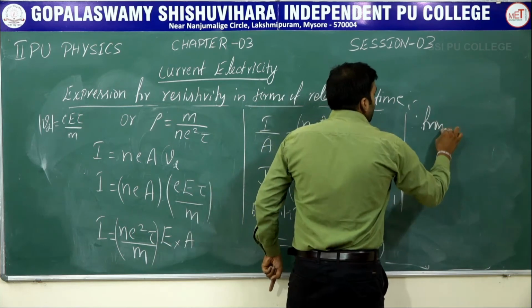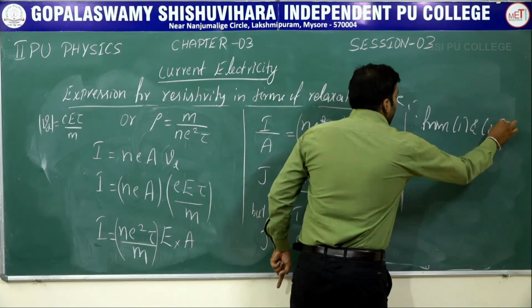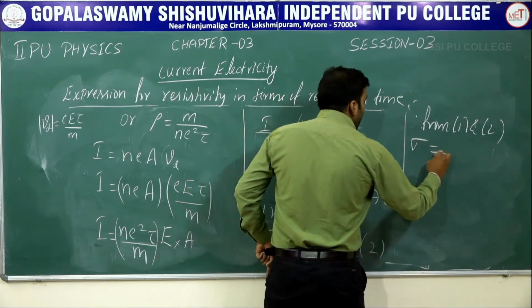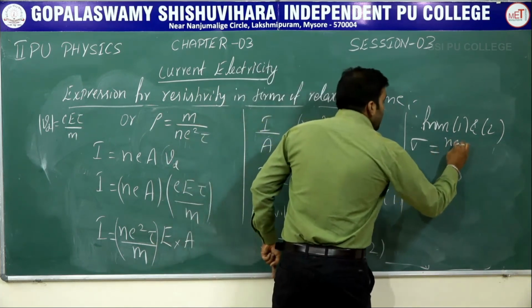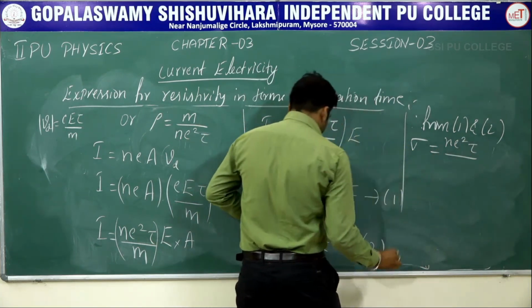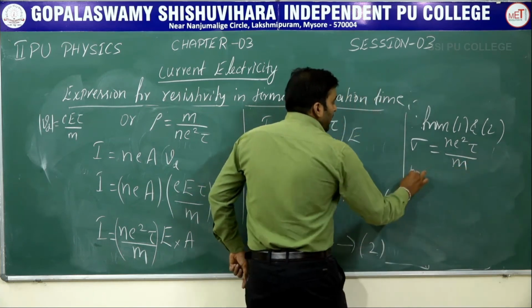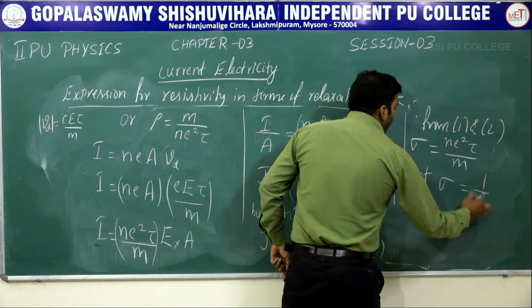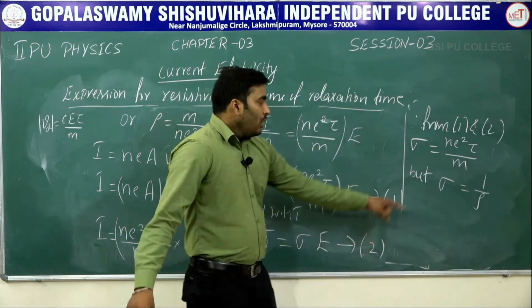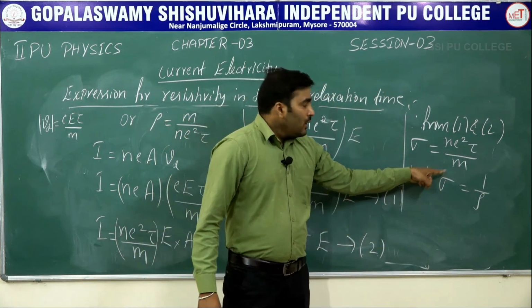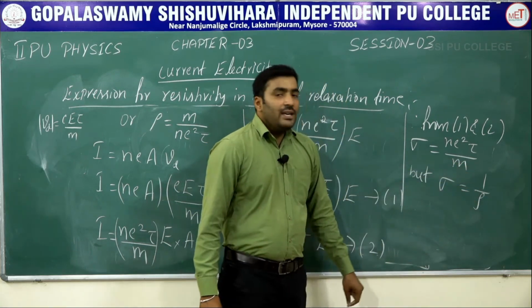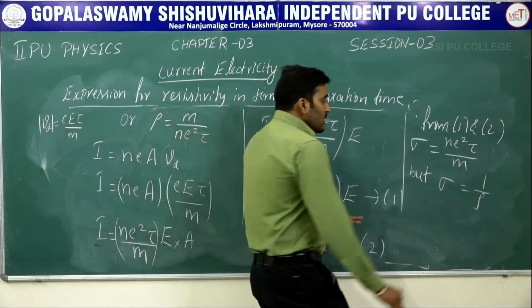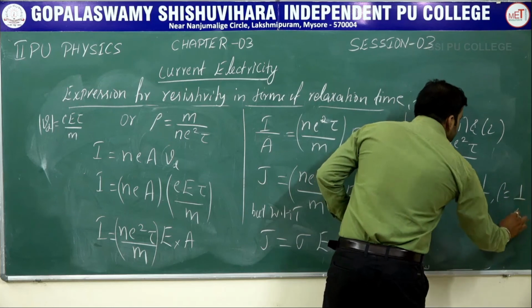Now let us write that. Therefore, from 1 and 2 we can clearly write sigma is equal to n e square tau divided by m. But we already know that sigma is equal to 1 by rho. Sigma is called conductivity. The reciprocal of conductivity is called resistivity, so rho is equal to 1 by sigma.